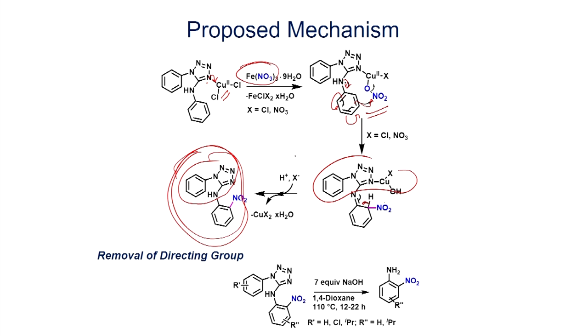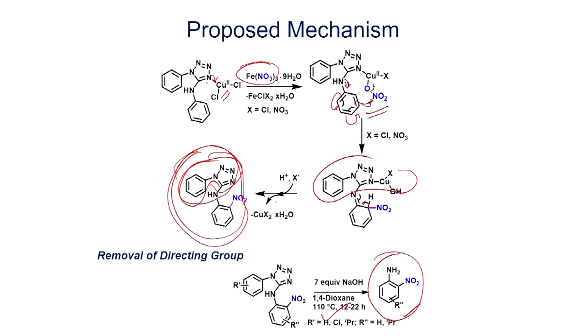This has broad applications in medicinal chemistry. If you want, you can try to remove this derivative portion, and then you will be able to get ortho nitro aniline as a product. The reaction condition shown here gives very good yield. So if you want to make ortho nitro aniline, we are going to see another approach in the next slide.